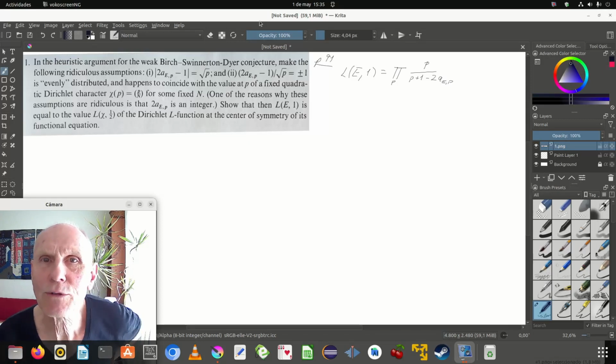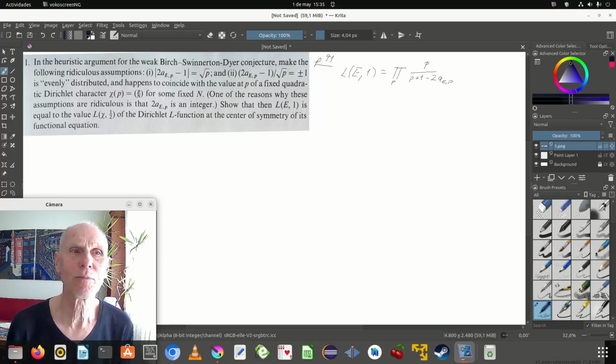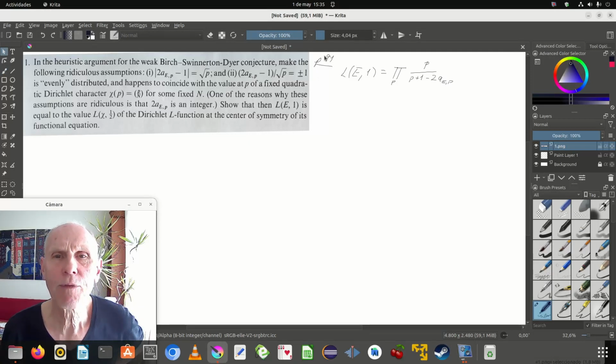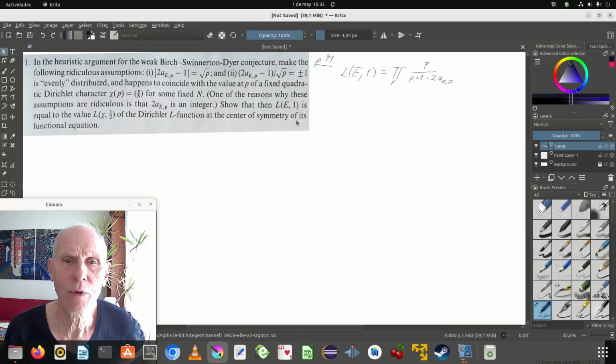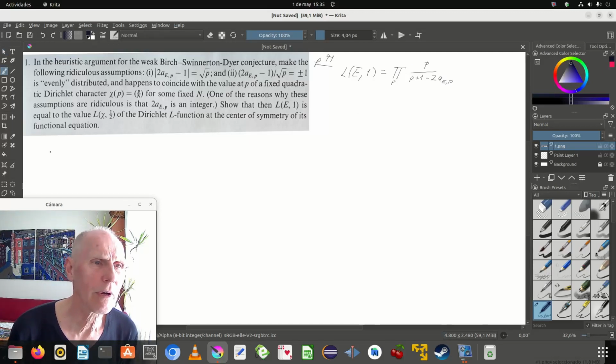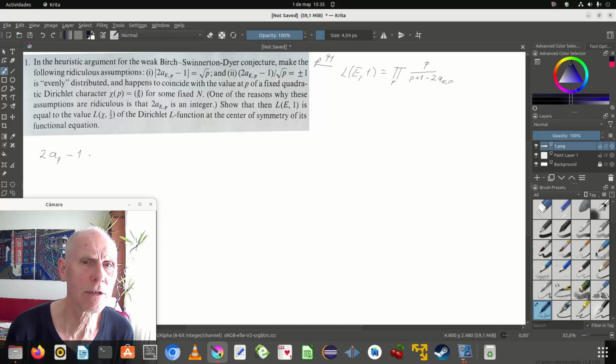May the 1st, 2023. Let's get started on problem 1 of section 6 in chapter 2. I've written up the formula of L of 1 from page 91, which we have here, and then we are told that 2AP minus 1 equals, I don't know how to read this out, I say P over N times square root P.